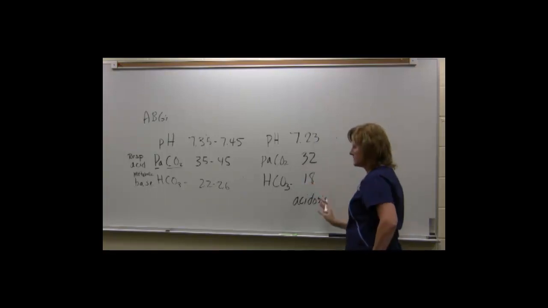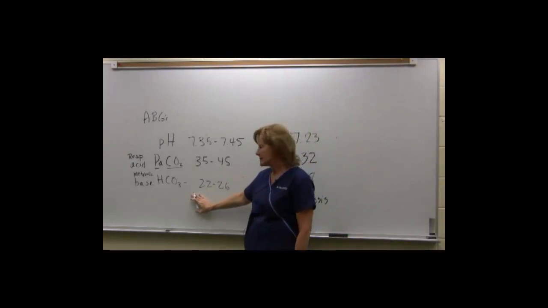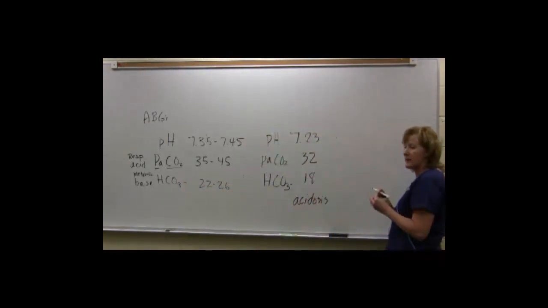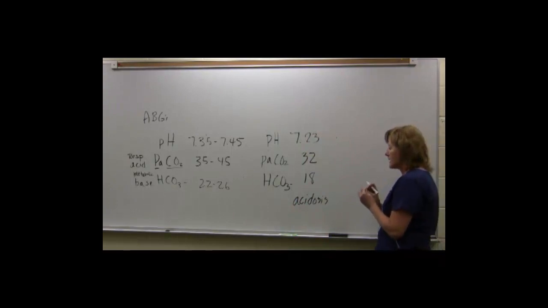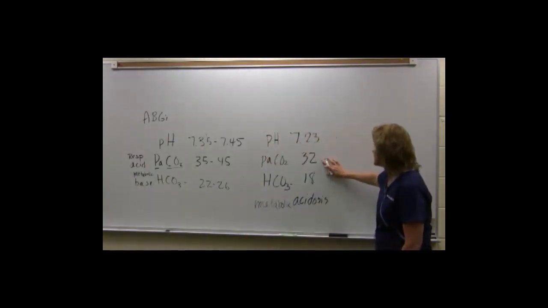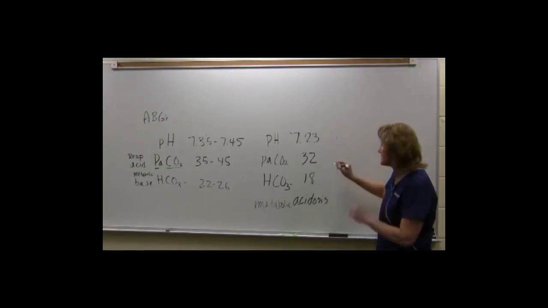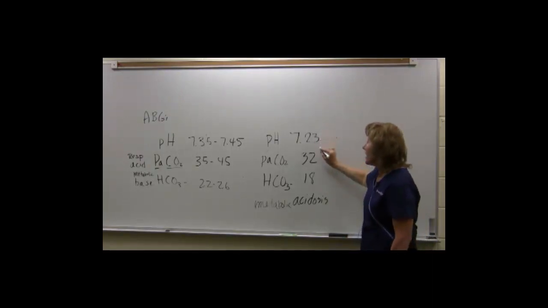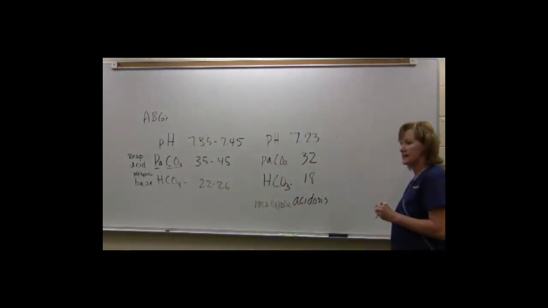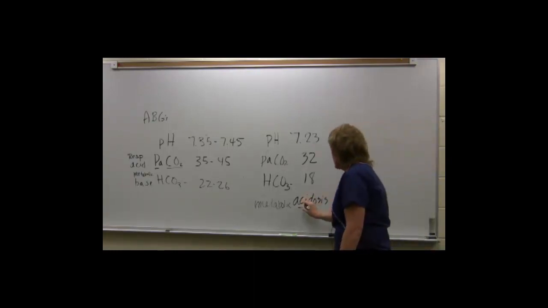My bicarb is 18. I look back over here and I see that's less than 22. That matches my pH because I don't have enough base in my body, so I'm in metabolic acidosis. I'm going to write that down. And I look back now at my PaCO2 and say to myself, this does not match the pH, but it is causing me to gain some base and lose some acid through blowing off that extra CO2 or my acid, and it's helping me to compensate for this acidosis.